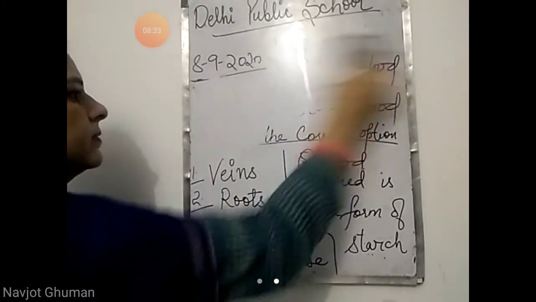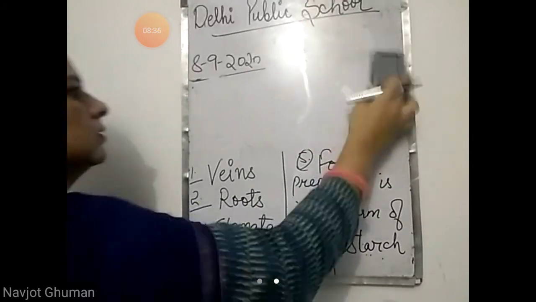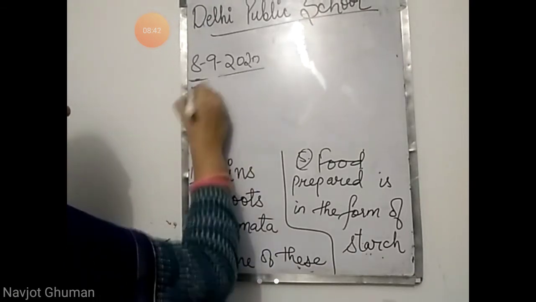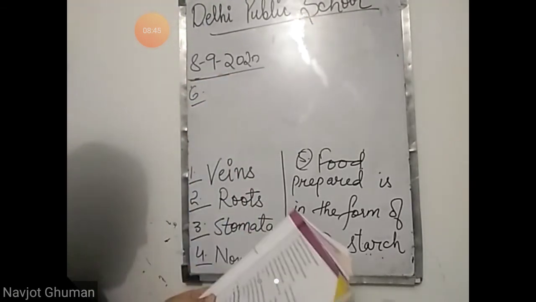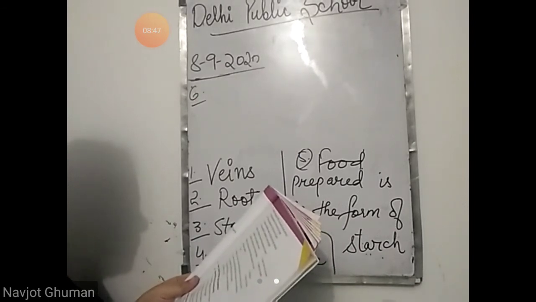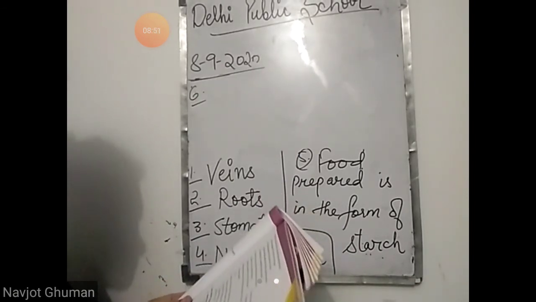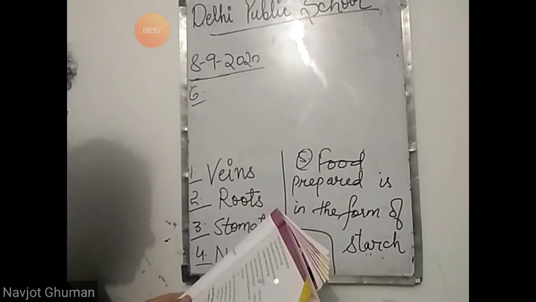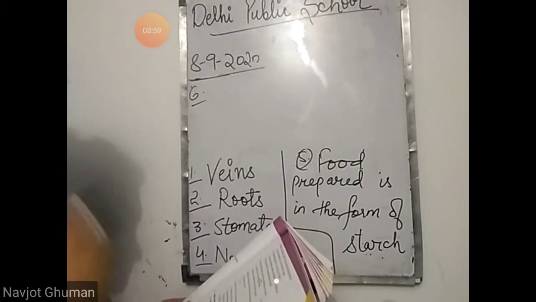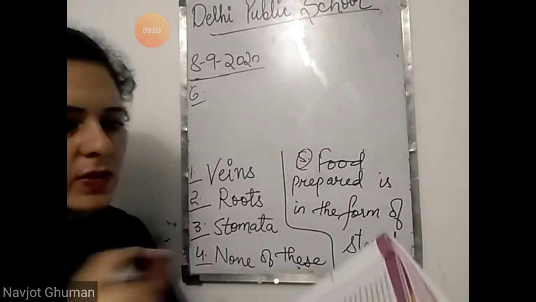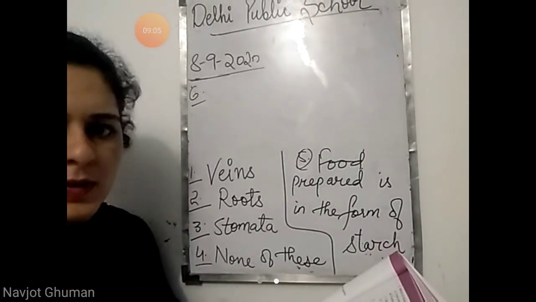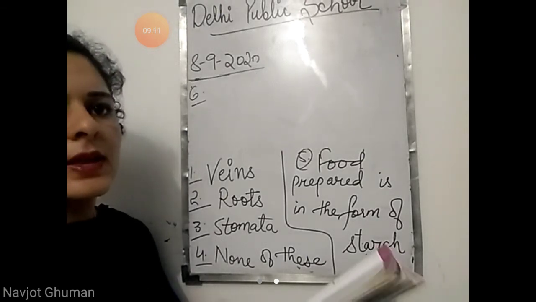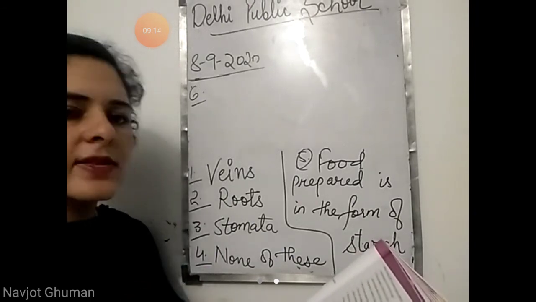Answer number 6. Which of these shows the presence of starch? Iodine turns reddish brown, starch turns to glucose, iodine solution turns bluish black, and leaves turn green. We know that we can test the presence of starch in the food item when we add iodine solution, and if the iodine solution turns bluish black, it means the starch is present in that food item. So C is the correct answer.